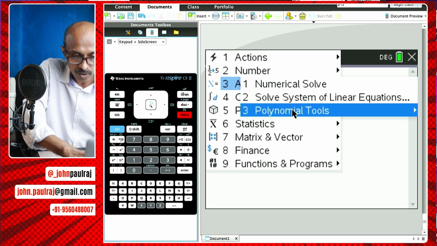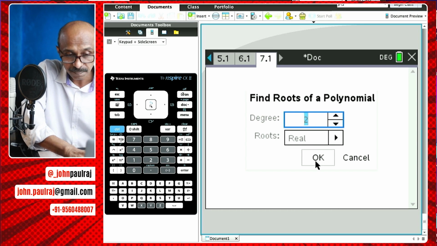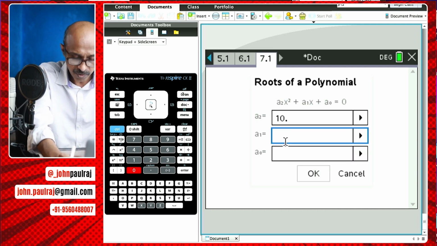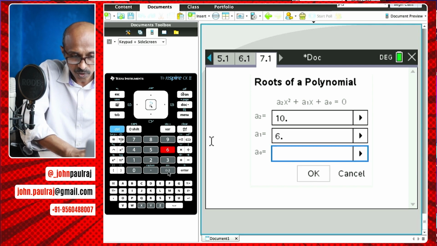And we can just say polynomial tools and say find roots of the polynomial and degree 2 because it's a quadratic. You just enter the coefficients as it is given. Okay, so it's 10. Hit tab to go to the next one. It's 6. Hit tab to go to the next one. It's negative 15. I'm going to use this key for the negative.